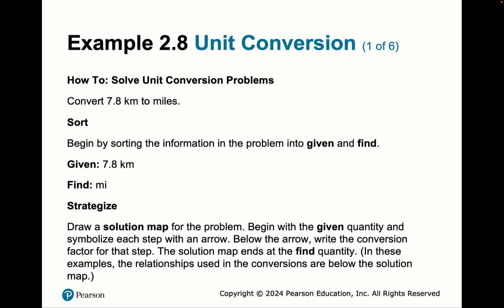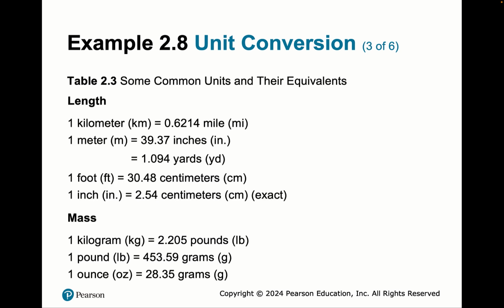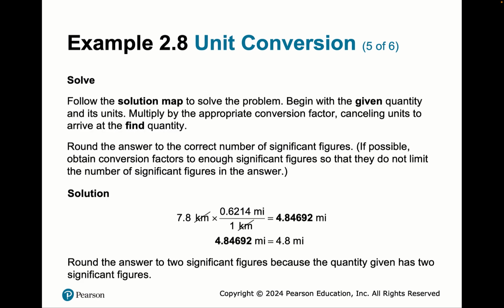Unit conversion converts 7.8 kilometers to miles, and again, you're using dimensional analysis. This one's a straight conversion though, just one step, and you can convert it straight into that. And here are some common unit conversions.